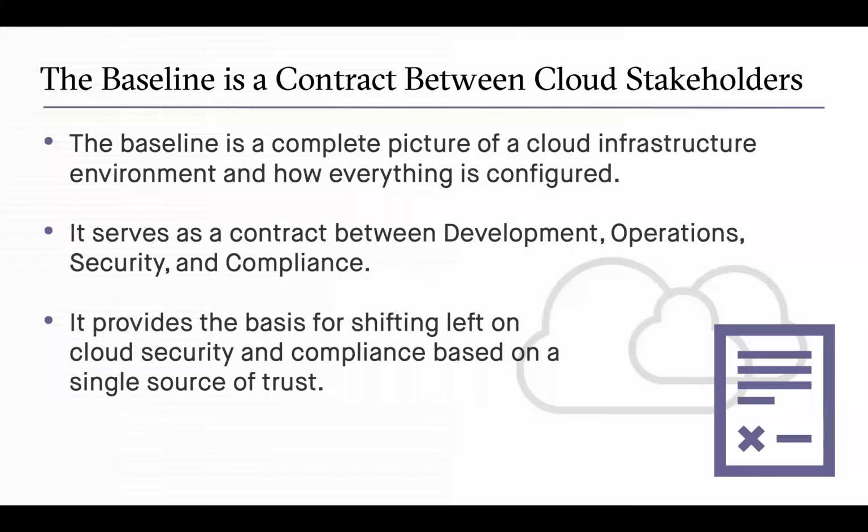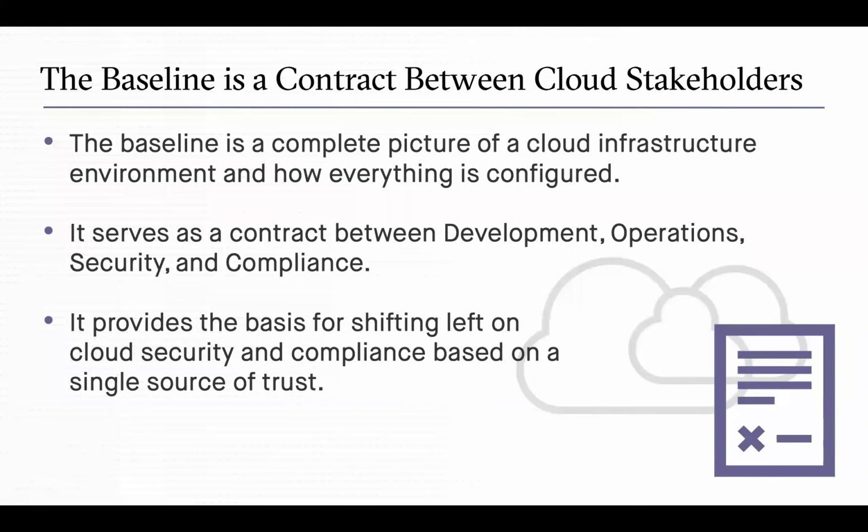We're going to introduce a new concept here called a baseline. You've heard the term before, but it's important to understand for the purpose of this presentation what we mean by baseline. In Fugue's world, it's a contract between cloud stakeholders. And I mean this in the formal computer science and programming definition. I'm not talking about something that's in writing on a shelf in English. I'm talking about something that a machine can act upon. Something that is a complete picture of cloud infrastructure and how everything is configured. A survey of everything that exists in that cloud infrastructure.